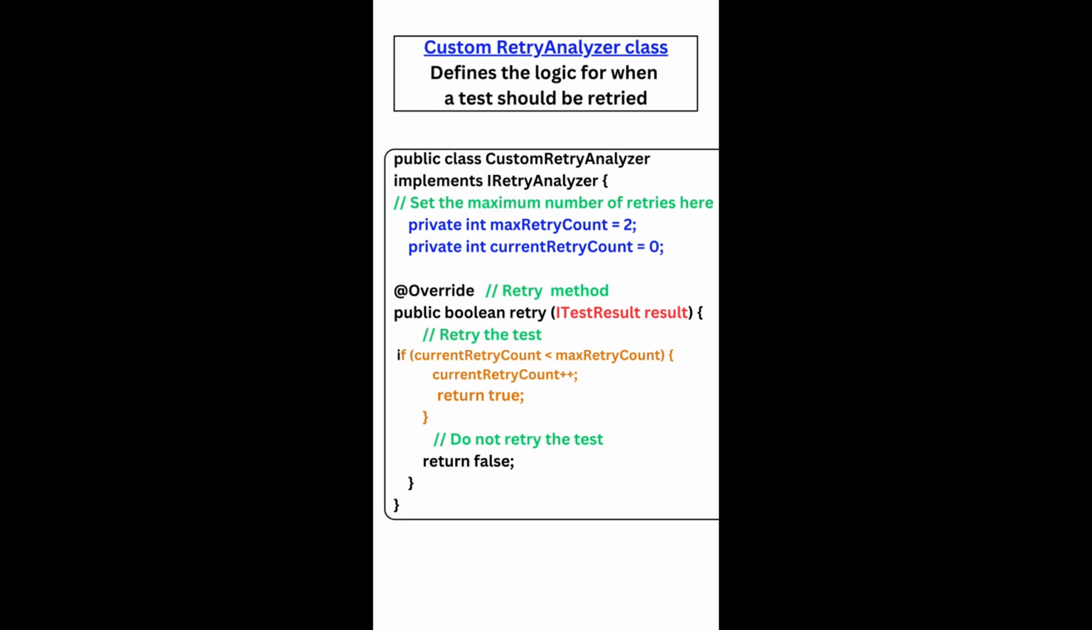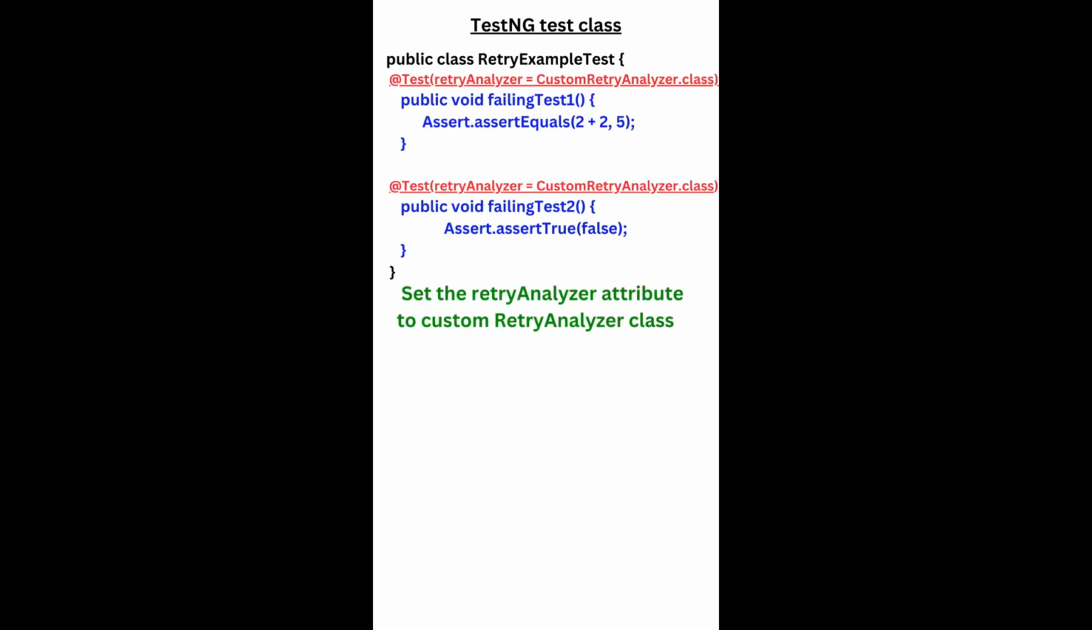Then, we have the method retry, which returns a Boolean output, true or false. The ITestResult parameter is used to access and manipulate information about the test methods at runtime. It is used in conjunction with retry analyzers to perform actions based on the outcome of a test method. Next, we have a TestNG test class with two methods such as failing test method 1 and 2. Here, set the retry analyzer attribute to the custom retry analyzer class. Then, run as a TestNG test and see the output. Both failing test 1 and failing test 2 failed during execution. So it retried each test 2 times.